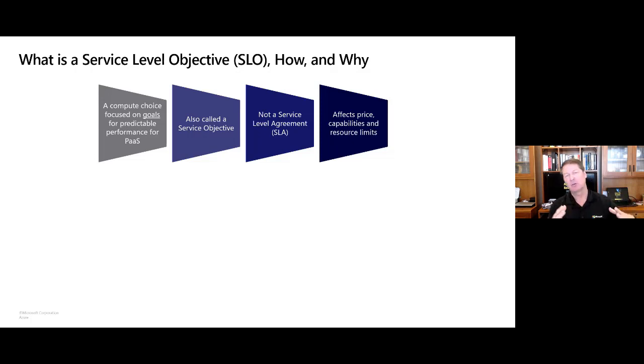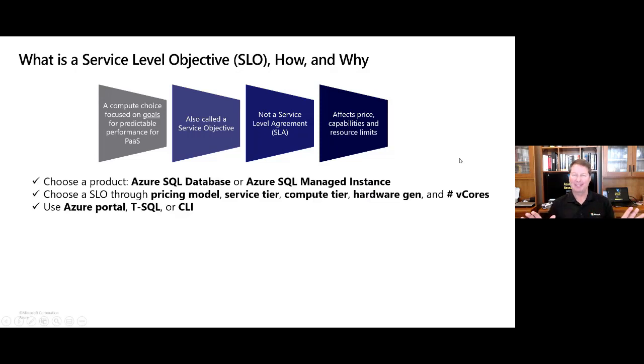And besides the fact that it's going to be a compute choice for predictable performance, it affects a bunch of other stuff. You're going to make certain decisions that are going to affect the price you pay, certain capabilities you get, and other resource limits. So let's talk about how you do this. Number one, you're going to choose a product. You're going to decide, I'm going to go Azure SQL Database, or I'm going to pick Azure SQL Managed Instance, and we'll show that comparison in a second.